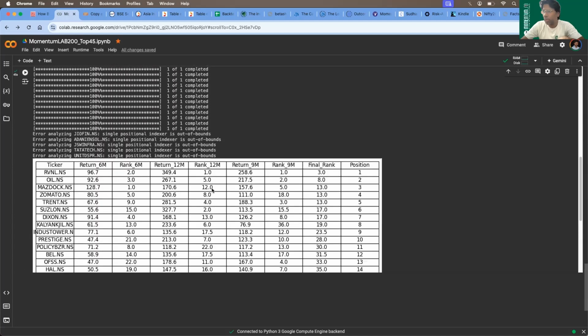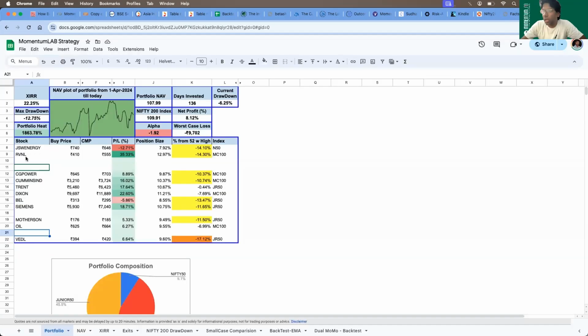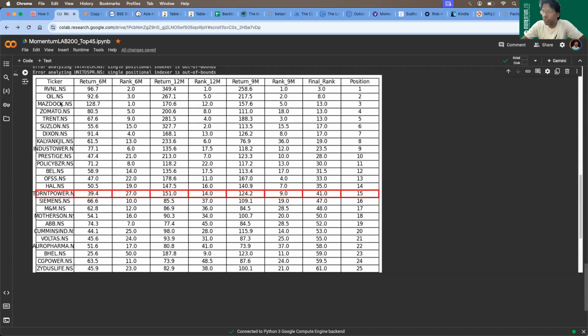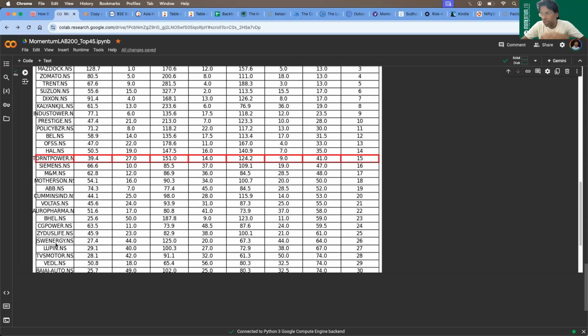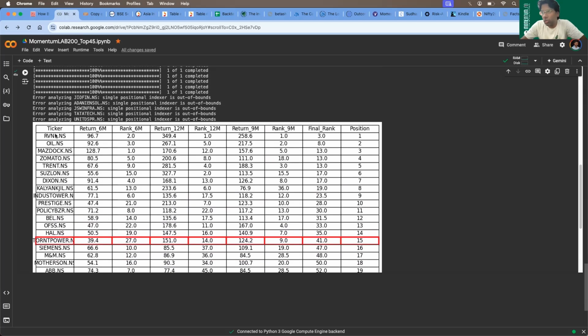So let's see what all stocks are coming up as of the 15th of August. I'll first go through the list of stocks that I already have: RVNL, Oil India, Trent, Dixon, BEL, Siemens, Motherson, Cummins, CG Power, GE Vernova T&D, and Vedanta Limited. These are the 11 stocks that I have right now, so I'll have to pick four more from the top. The first stock is MazDock, which was there earlier in my portfolio; I had exited because of the stop loss getting breached. Then Zomato, Suzlon, and Kalyan Jewellers.